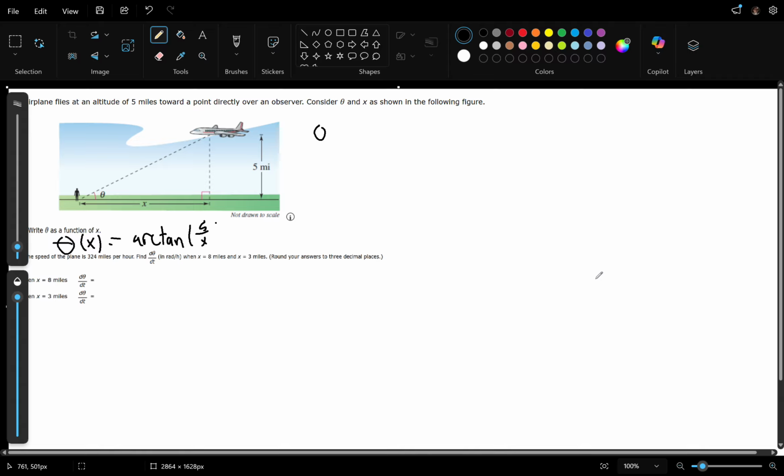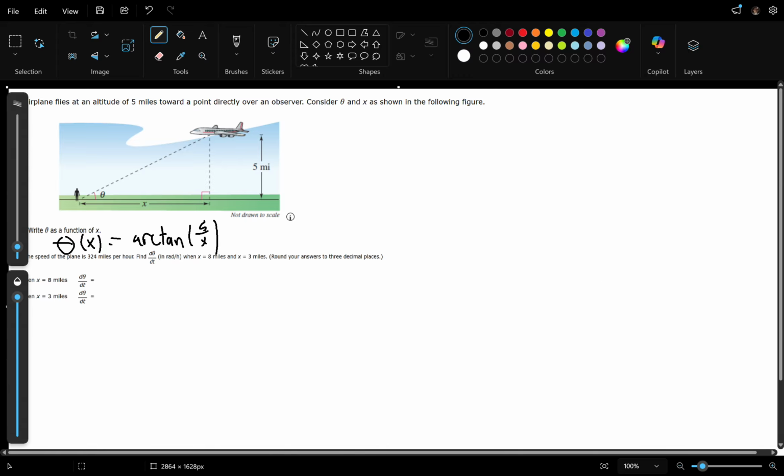It's opposite over adjacent. And so now that we have that, for the second question, the speed of the plane is 324 miles per hour. Find the derivative in radians per hour when x equals 8 and x equals 3 miles, and then round your answers to 3 decimal places. So what you want to do first is find the derivative with respect to t. And so first, let's do my work up here.